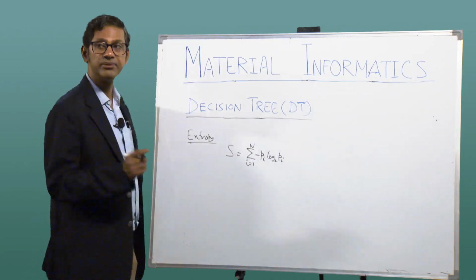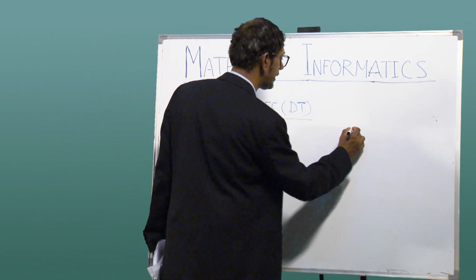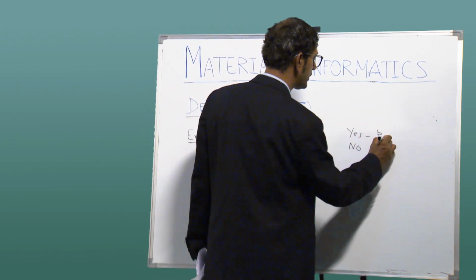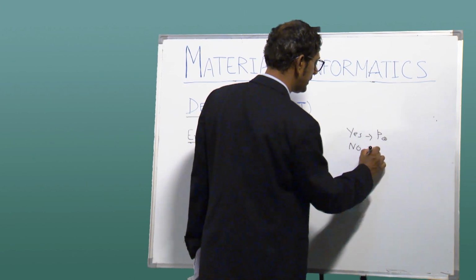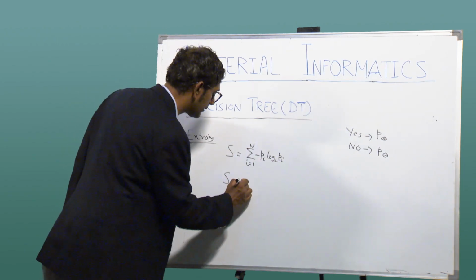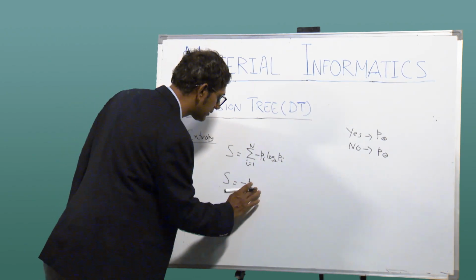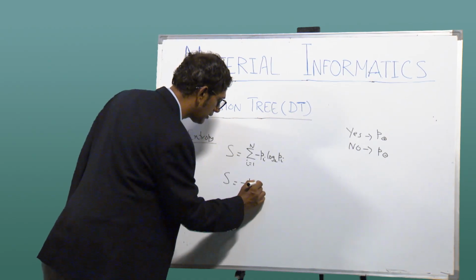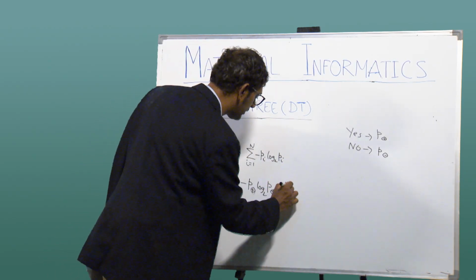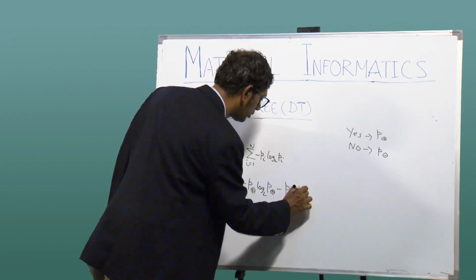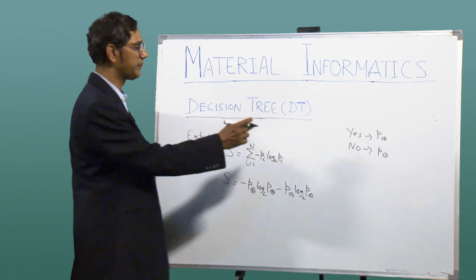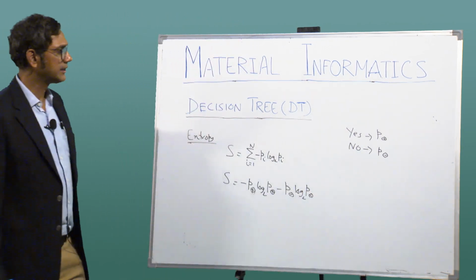So, let us say I have binary classification. That means I have either yes or no, like in tennis play. So, yes I term as p positive, no I term as p negative. So, I can write down entropy then as minus p plus log 2 p plus, minus p minus log 2 p minus, correct. So, these are the decisions made. Am I clear? Yes or no.